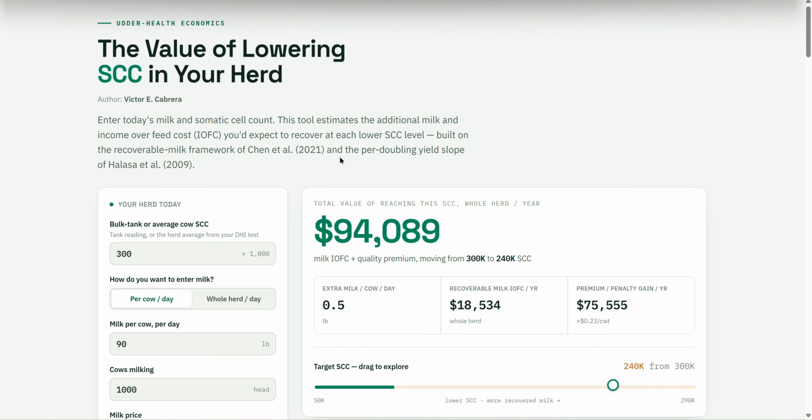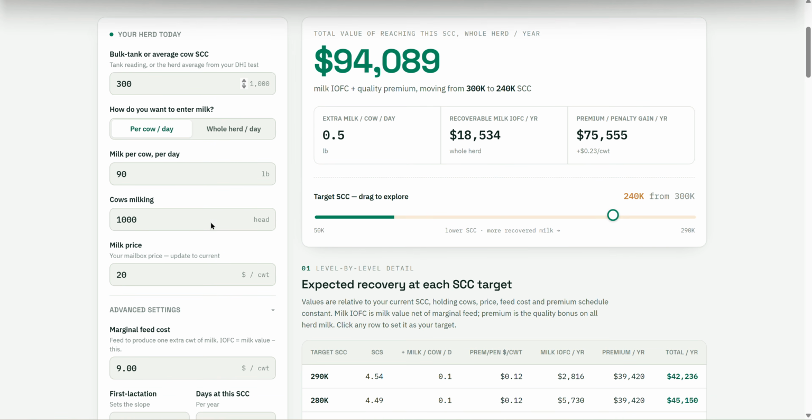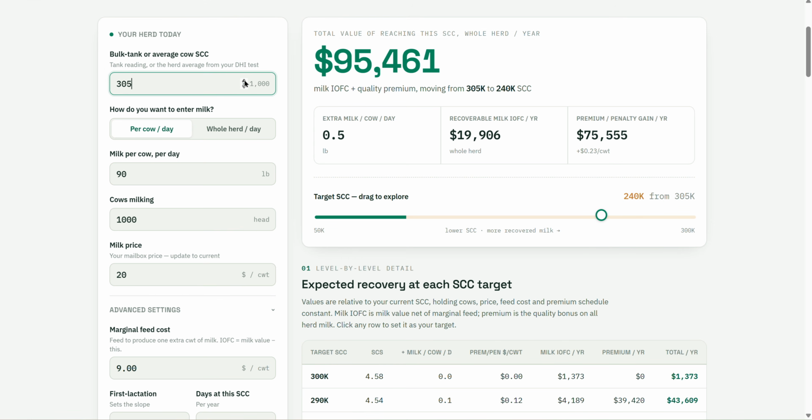On the left side of the screen is the input panel, labeled Your Herd Today. There are 4 entries. The first is your bulk tank or average cow SCC, entered in thousands of cells per milliliter. This can be a tank reading or the herd average from your DHI test. The default is 300, meaning 300,000 cells per milliliter.